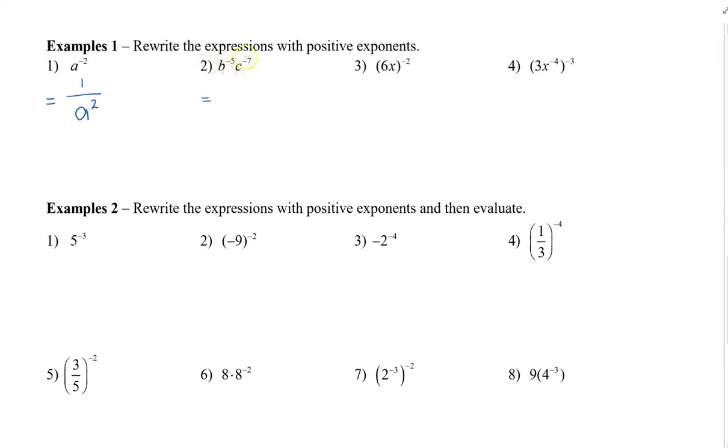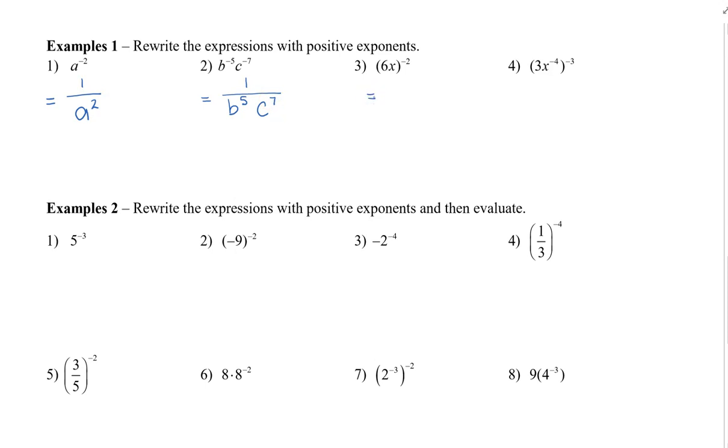In the second one, we have two variables. Both of them have a different exponent. Both of them are different bases. So this is still going to be 1 over. B is reciprocated and brought down to the bottom with a positive power of 5. C is also brought down to the bottom with a positive exponent of 7.